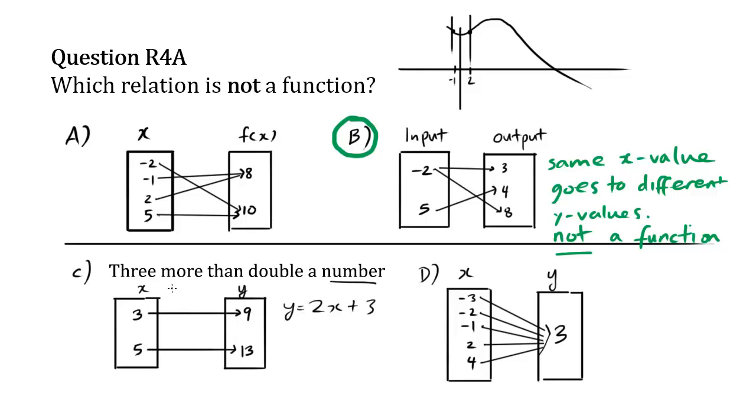Correct. So this is a valid function. So as for 5, we have y equals 2 times 5, which is 10, plus 3 is 13. So the function transforming the input values of x to the output values of y is working properly, and it's corresponding to this sentence here.